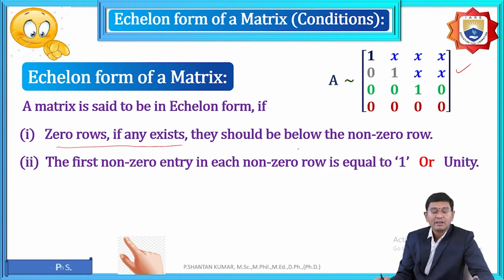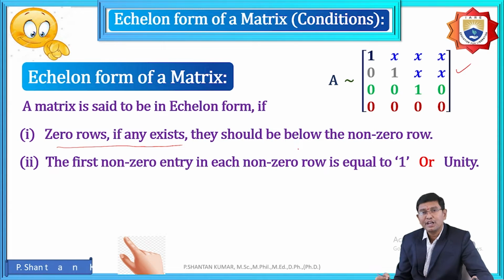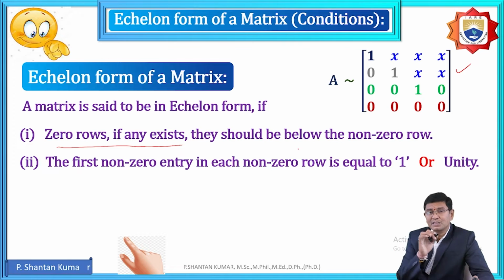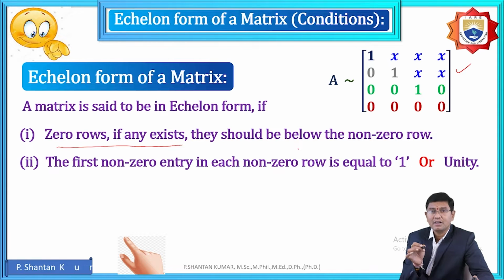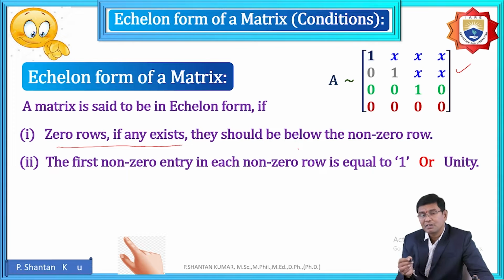And the second one: the first non-zero entry in each non-zero row is equal to 1, or unity. That means, whenever a row is a non-zero row, the first entry in it should be 1 or any non-zero number. The non-zero number, here we call it unity. That unity is nothing but any non-zero number. Sometimes it is 1 or -1, sometimes 2 or -2, or 5, or 1/2, whatever it may be. That is the meaning of non-zero number. The first non-zero element should be 1 or unity.